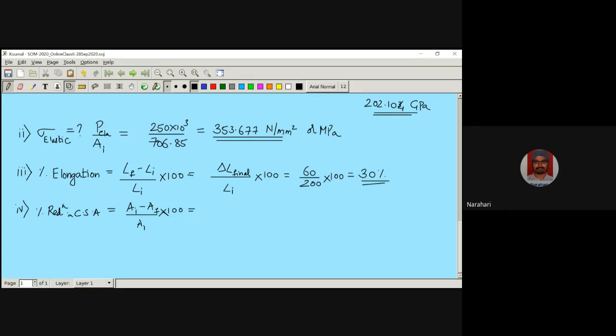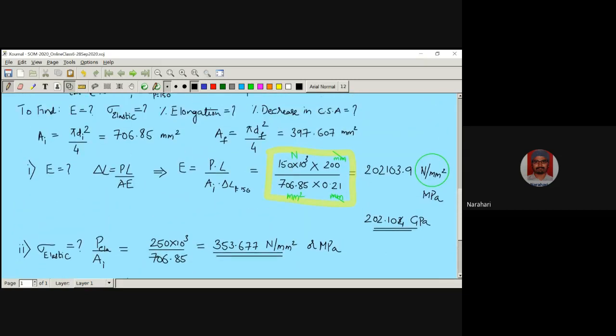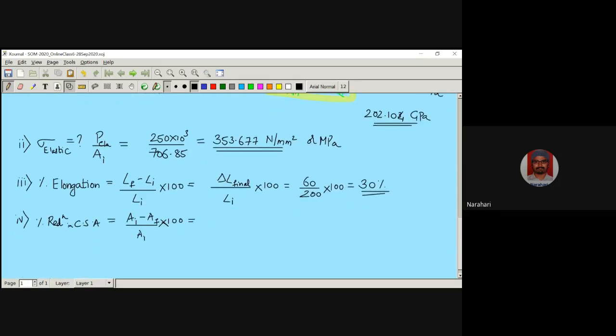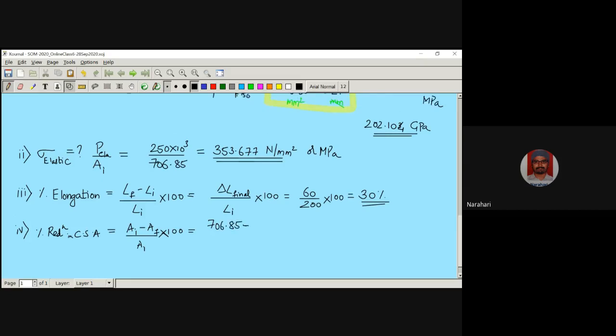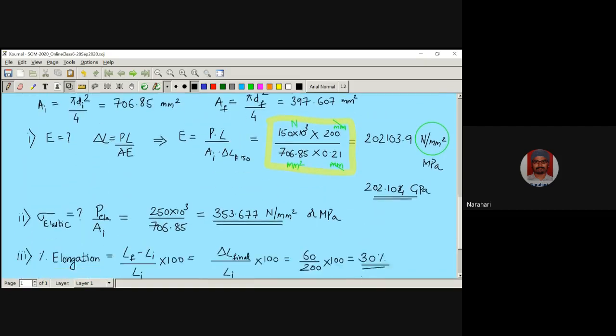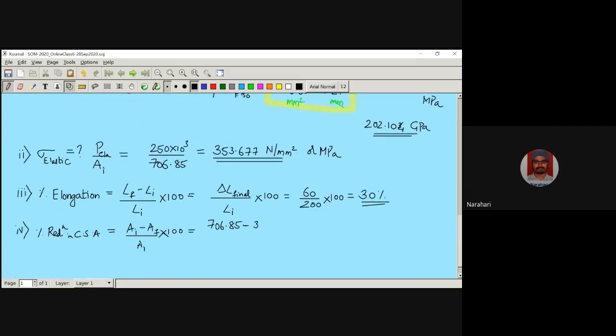So what are the values you have? 706.85 minus 397.607, that is 397.607 divided by 706.85 into 100. Already, I think somebody told the value. Tanmay told or somebody told. What is the value that you people told? 43.75, sir. Okay, 43.75 percentage.